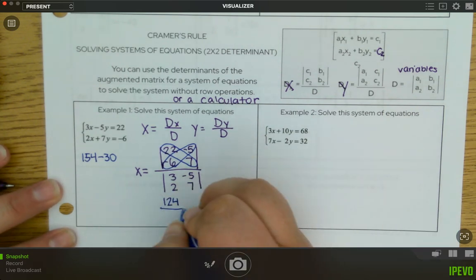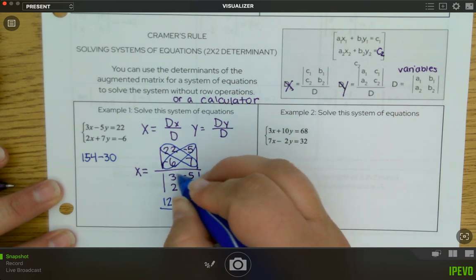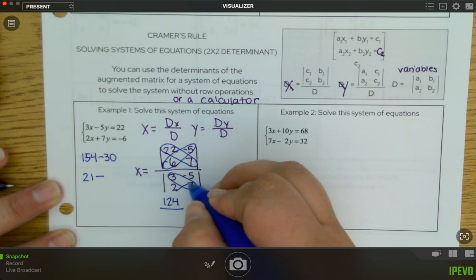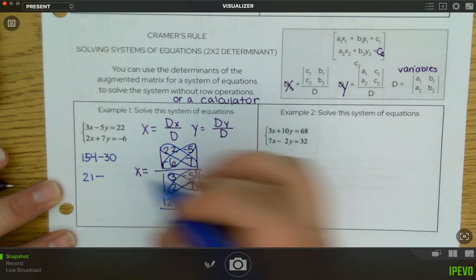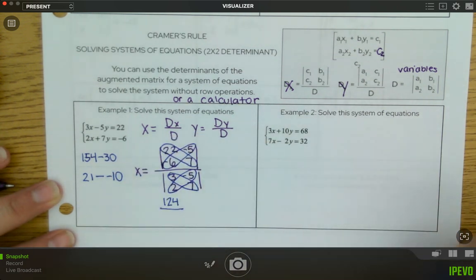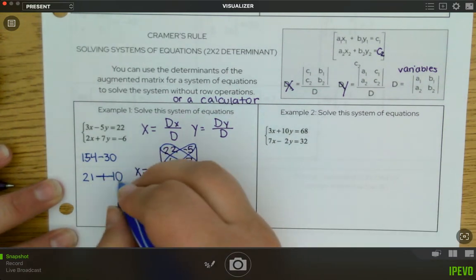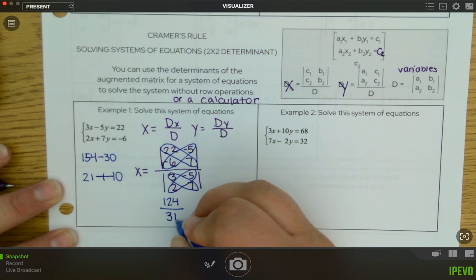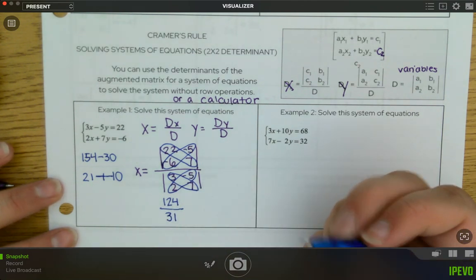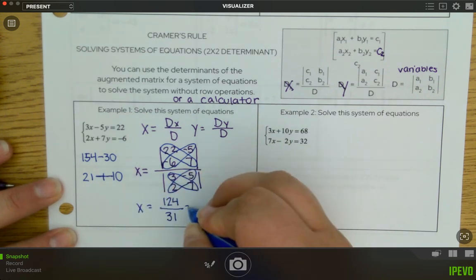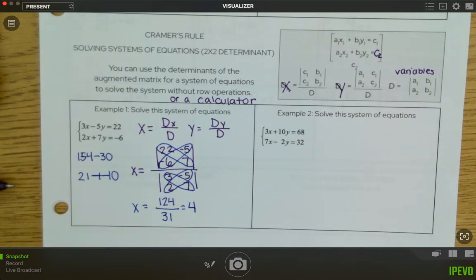And then over, you do the same thing here. 3 times 7, 21, minus 2 times negative 5 is negative 10. And when you subtract a negative, you end up adding. So that's 21 plus 10, or 31 on the bottom. 124 divided by 31 is 4. So x equals 4.